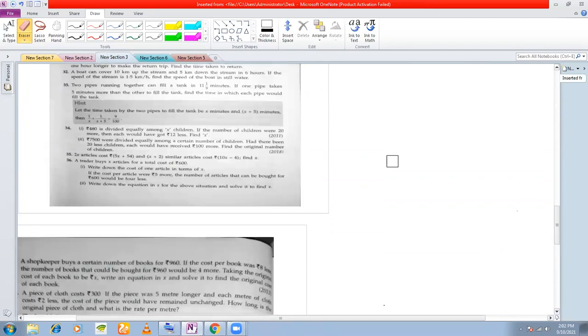So let us continue with 34th part 2. The question is: 7,500 was divided equally among a certain number of children. Had there been 20 less children, each would have received 100 more. Find the original number of children. So I say let the original number of children be x. This is very similar to the last question also.